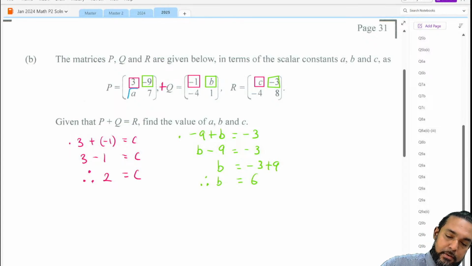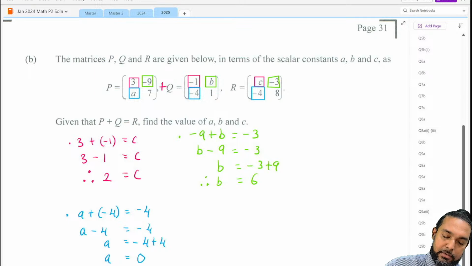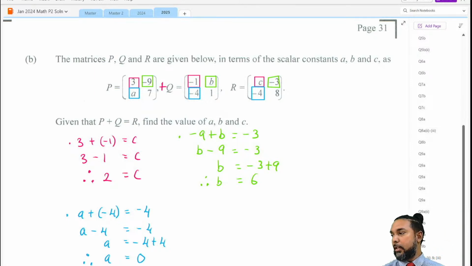And then bottom left-hand side plus bottom left-hand side is equal to bottom left-hand side. So a plus minus 4 is equal to minus 4. If you drop the brackets, you're just going to get a minus 4. Again, if you add 4 to both sides to remove it from the left-hand side, to solve for a, minus 4 plus 4 will be equal to 0. Is that a little better, Khalifa? A little clearer?